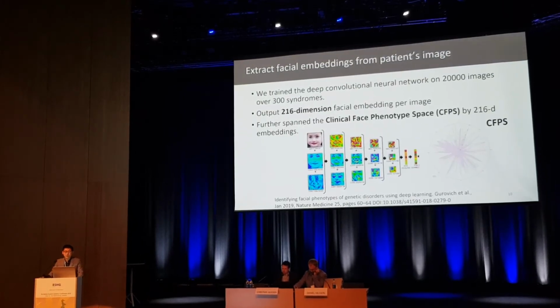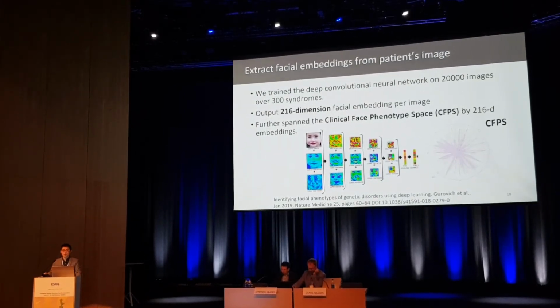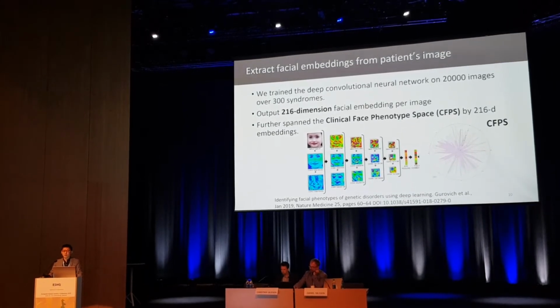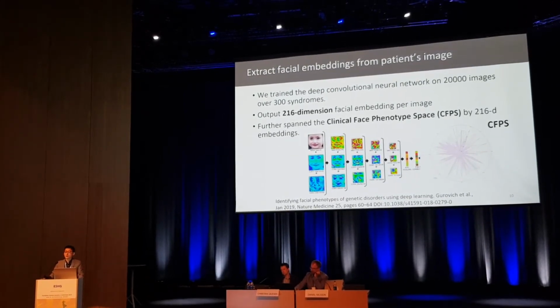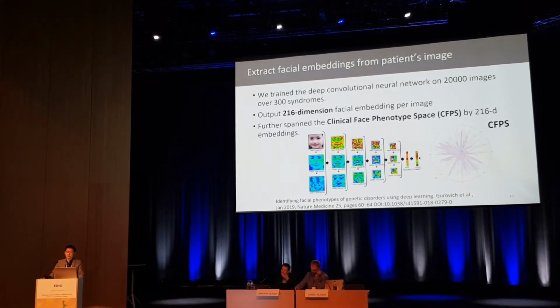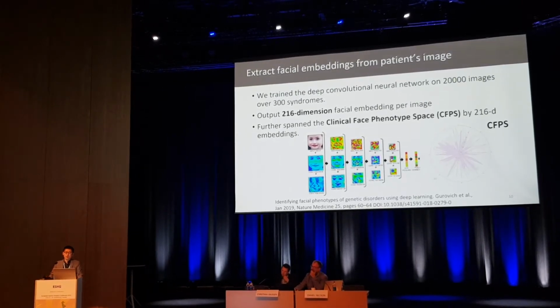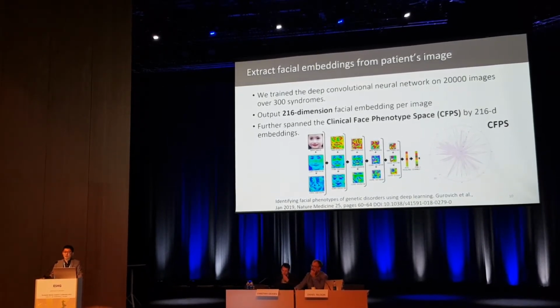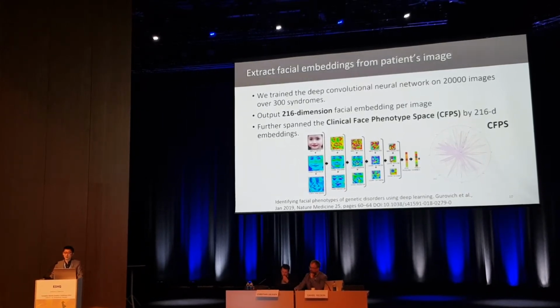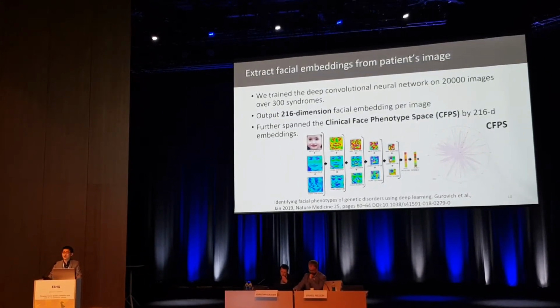And then I would like to introduce how we extract the facial features from the patient's images. First of all, we trained a deep convolutional neural network on 20,000 patients' photos over 300 syndromes. Then we put the testing image into the network and output 216-dimensional facial embeddings from the photos, and further span the clinical face phenotype space by these 216-dimensional vectors.